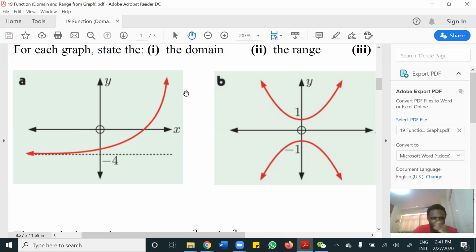Because you might be given a graph. If this arrow is not included, it means X stops here. Does that make sense? If this arrow is not included, it means X also begins from this negative value. But this arrow means it continues indefinitely. That is why your all real numbers R is accepted. Okay? Well done, sir.